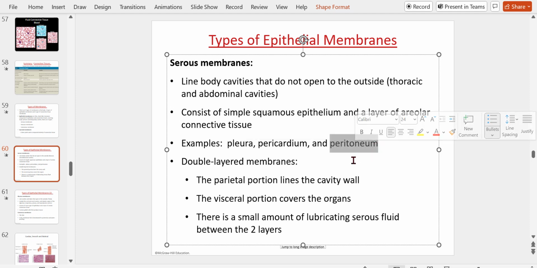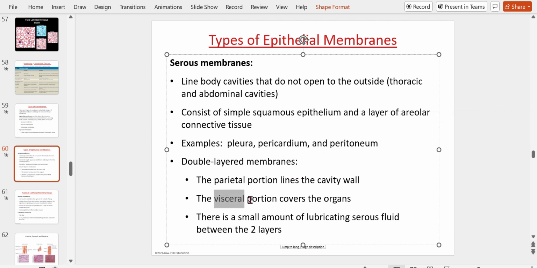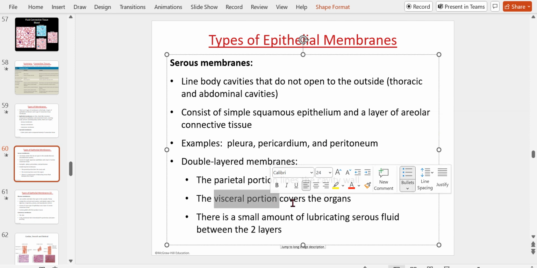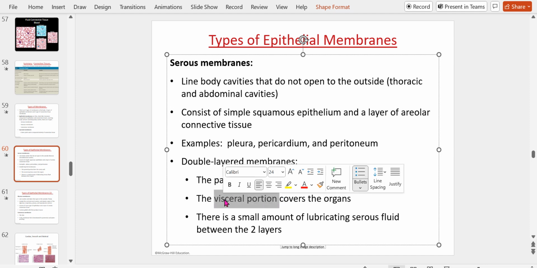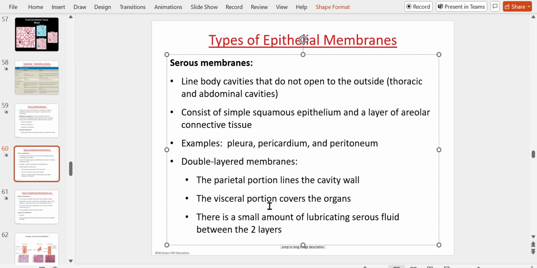These are all encapsulating and creating spaces. These are the membranes involved. Double layered membrane, you have the parietal portion lines the cavity wall. You have the visceral portion covers the organ itself. We will come back to these at another time, I promise, when we get into lungs and digestive system.